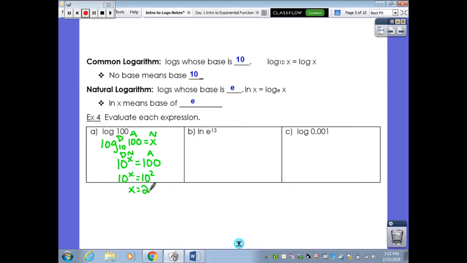Same thing here. We set this equal to x, and we know this is the same thing as log base e of e to the 13, and we set this equal to x. We label our DAN and make it DNA.